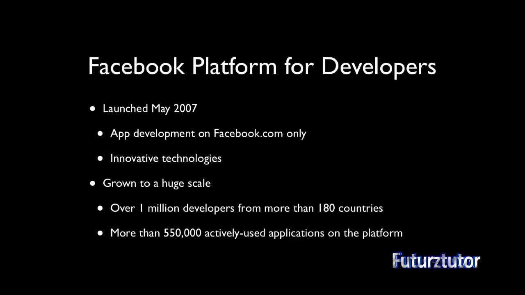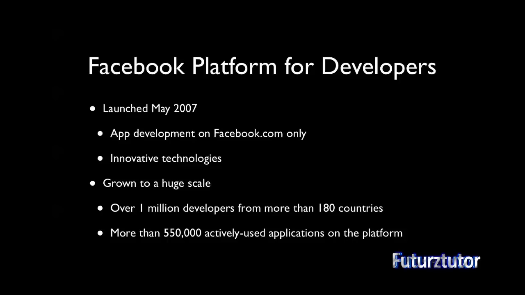Initially, the platform allowed development of applications on Facebook.com only, and used various innovative technologies to ensure that applications could be embedded into Facebook. Since then, it's grown to a massive scale, with well over 1 million developers from more than 180 countries developing apps for Facebook, and more than 500,000 actively used applications running on the platform.